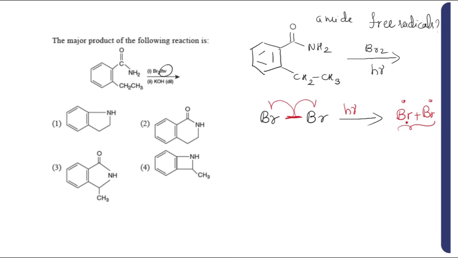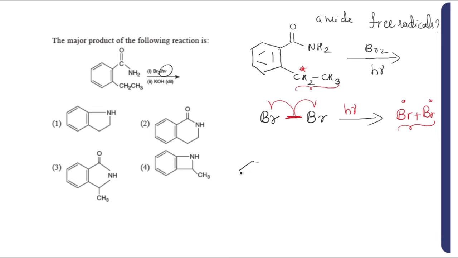Now, since it is a free radical, it will undergo free radical substitution at the alkyl chain. But we have two hydrogens here, and three hydrogens here. Where will the hydrogen get substituted? Free radical substitution always happens at the benzylic position. What is the benzylic position? The carbon which is attached to the benzene ring.